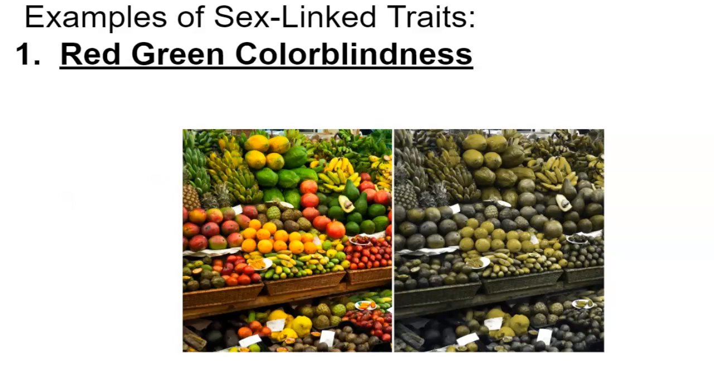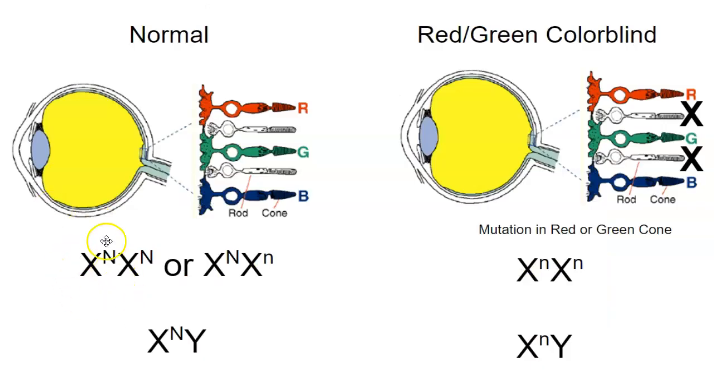So if we take a look at what's happening here, in a normal person, they make all of these regular proteins called rods and cones in the back of the eye, and they work normally. They can detect red, green, and blue colors.